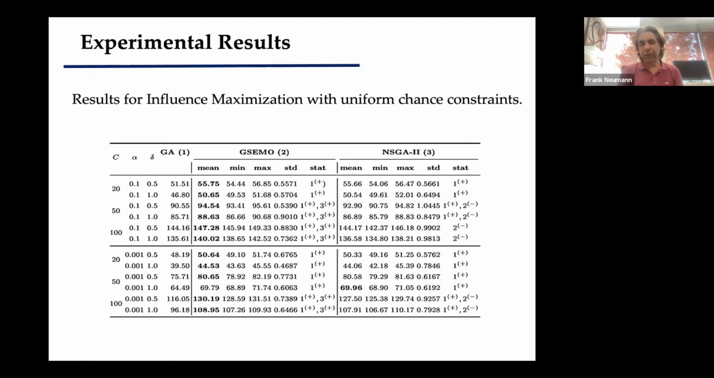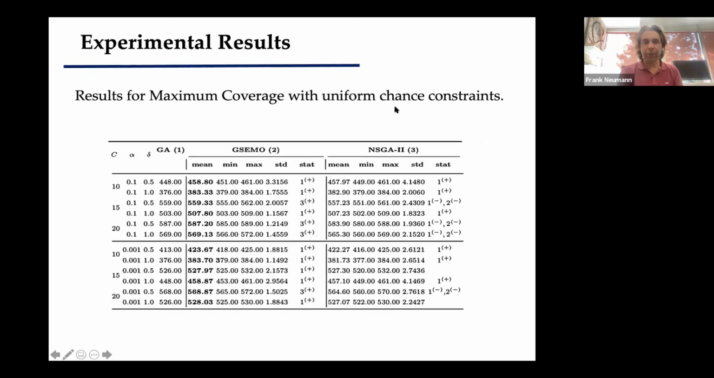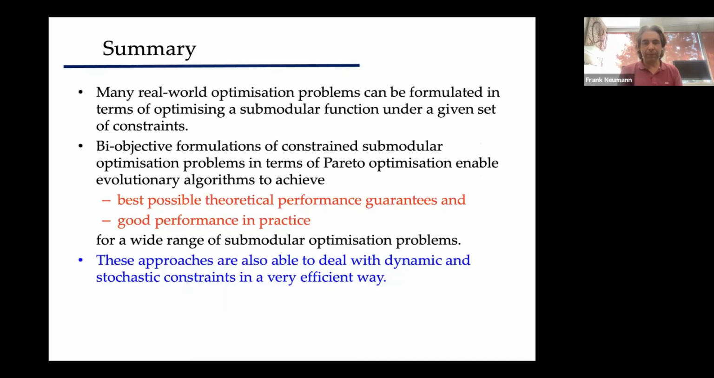When we do this for more complex problems, and we have done some additional work that we want to submit soon, then we see that NSGA2 is performing quite well, and SPEA2 and so on, if you don't have uniform constraints, but you have general cost constraints. All right, so the same thing here for maximum coverage, essentially. Okay, let me perhaps stop here, and then we have a bit of time for discussion.